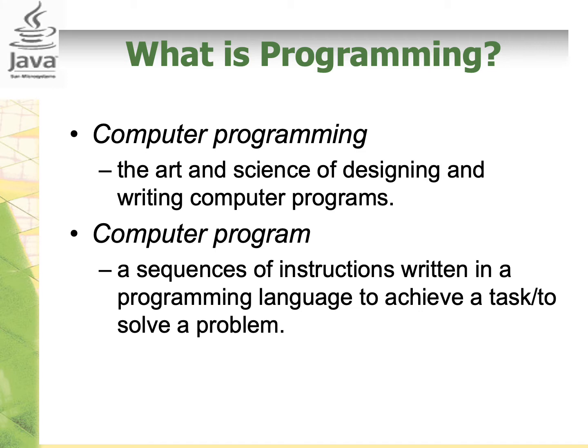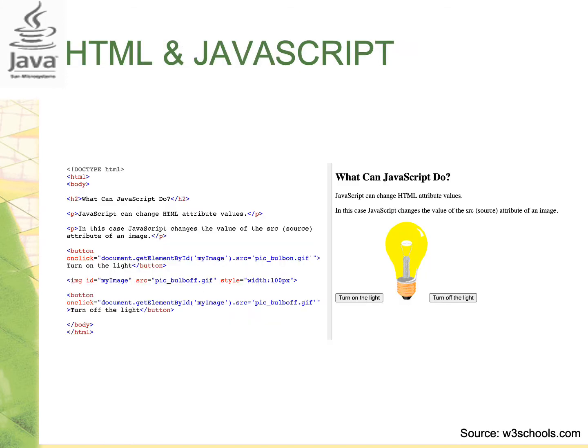Can you give me examples of programming languages that you know or have heard of? For example, Java, which is what we are going to learn in this course. There are also other programming languages such as C programming, C++, Python, and many more. What about HTML? Is it a programming language? HTML is a markup language, not a programming language, because it does not have programming logic.